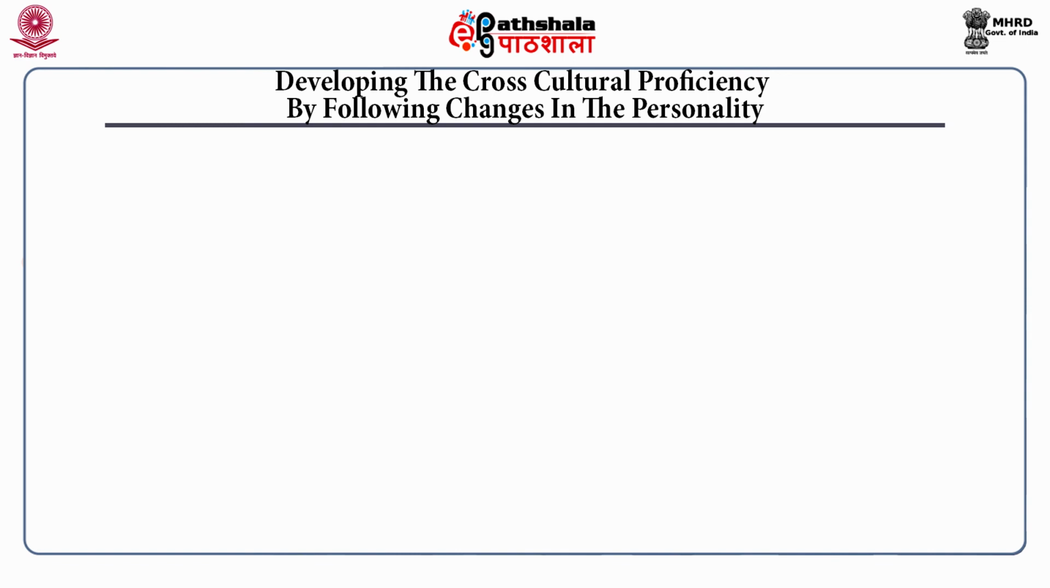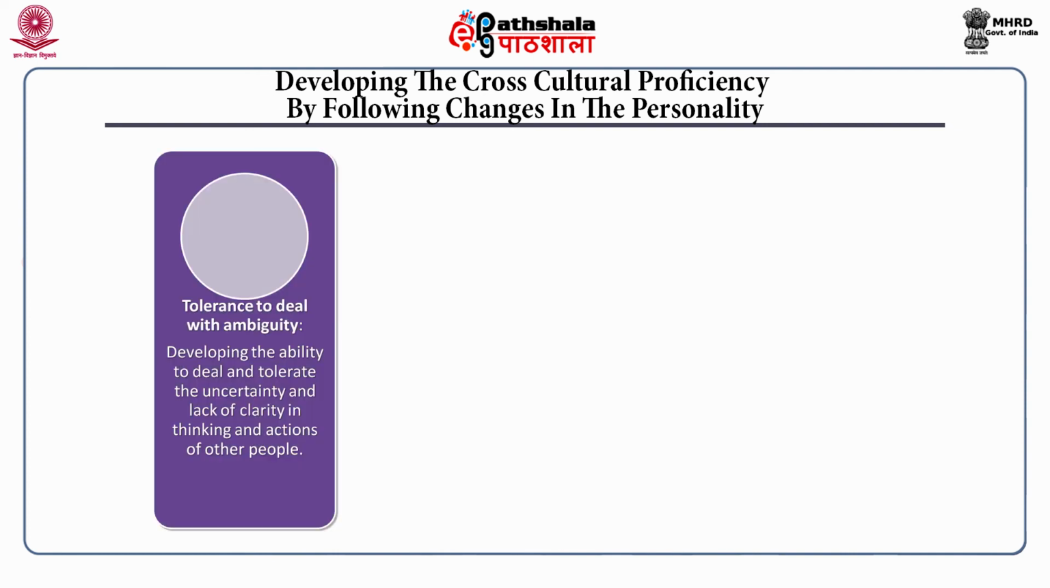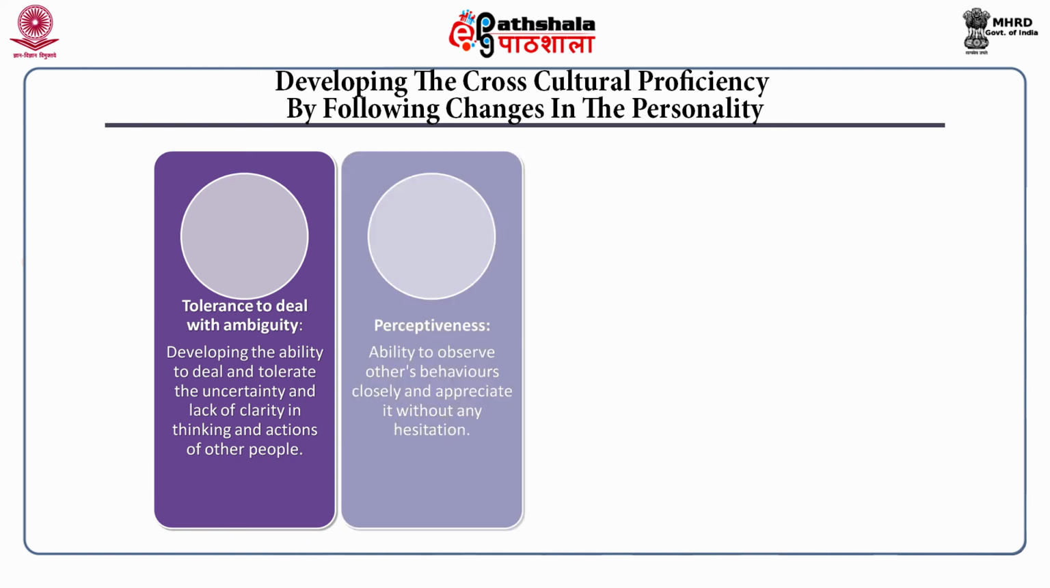Developing cross-cultural proficiency by following changes in personality. First, tolerance to deal with ambiguity. Developing the ability to deal with and tolerate the uncertainty and lack of clarity in the thinking and actions of other people. Second, perceptiveness. The ability to observe others' behaviors closely and appreciate them without any hesitation.